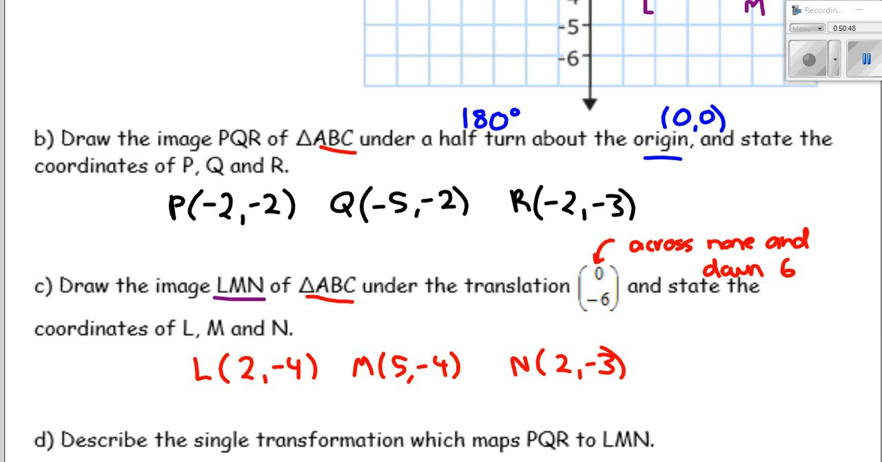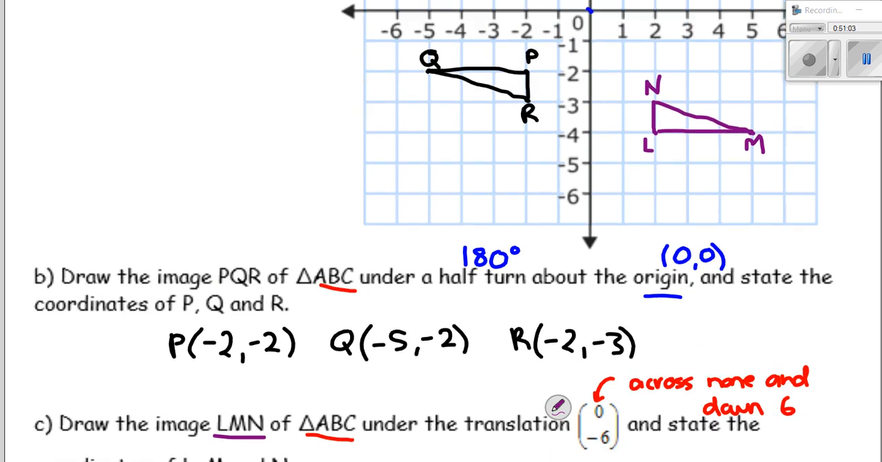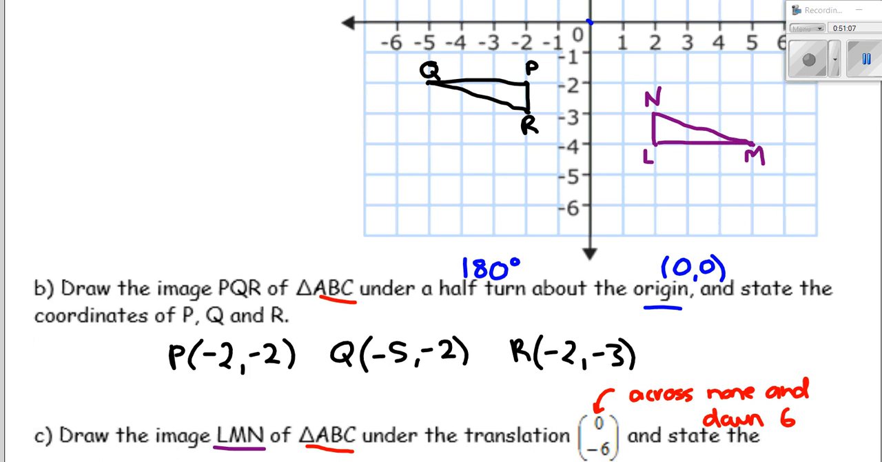Then you're asked to describe a single transformation which maps PQR, so PQR is not the original object, it was the first image that we did, to LMN. So the black one to the purple one. What does that look like to me? It's not a reflection, it's more a rotation. The black one is kind of rotated around 180 degrees, because it's kind of flipped. It's not turned around 90 degrees.